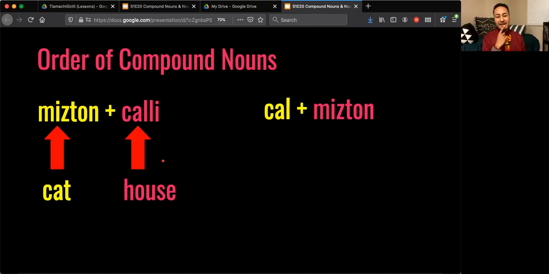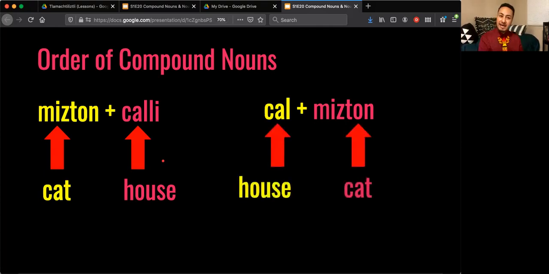But what if I said calmiston? What if instead I took the calli and put it in the front and put the miston at the end? What would calmistontli mean? Well, that would mean something different. It would mean house cat. So the order in which you combine the nouns does matter. Some people break this rule, but generally you shouldn't, because it changes the meaning.